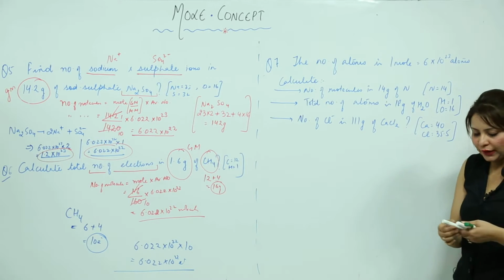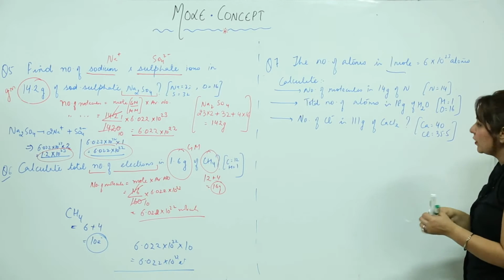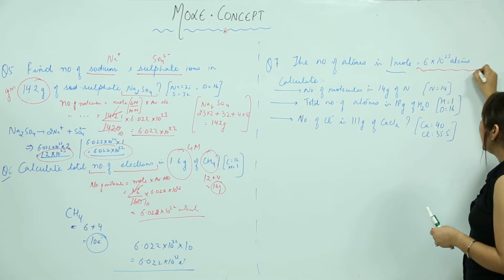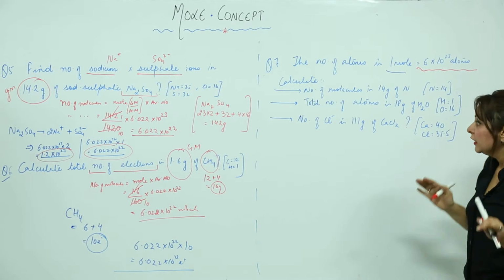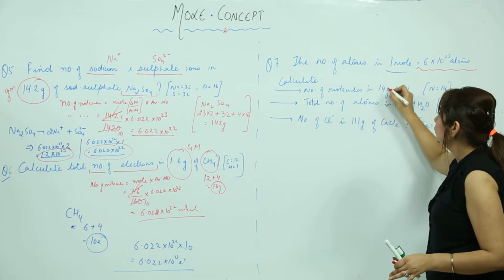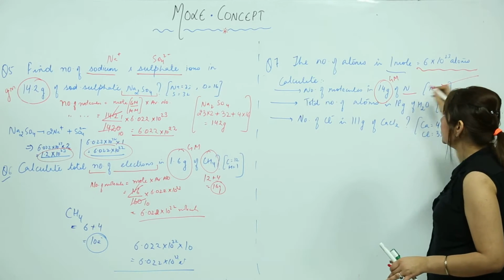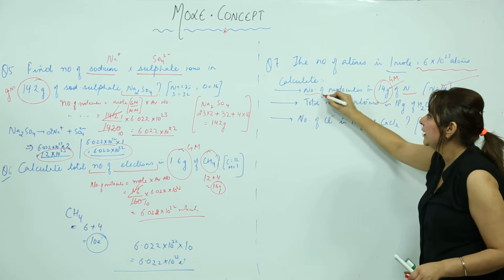Now the third question is, the number of atoms in 1 mole is given to you, right? That number of atoms in 1 mole is actually 6 into 10 raised to power 23 atoms. It is being given to you. Now what do we need to find? We need to find the total number of molecules in these 14 grams of nitrogen. So again it is atomic mass, this is a given mass, and we need to find the number of molecules.